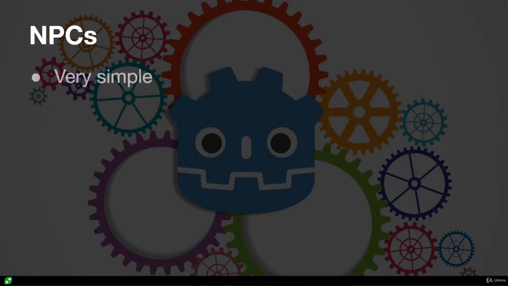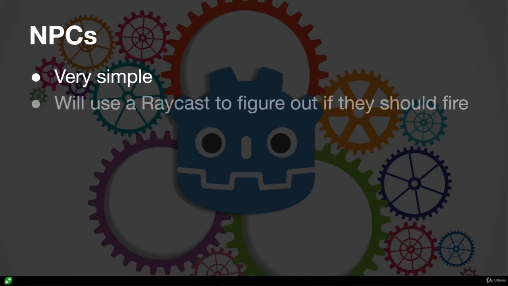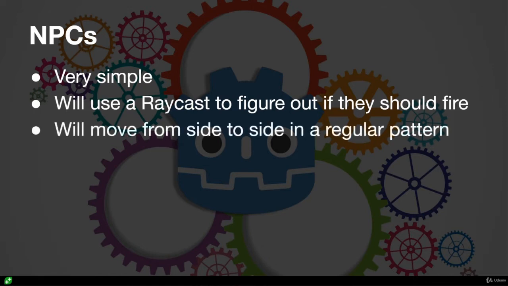Our NPCs are going to be very, very simple. They're not going to be a hugely complicated AI agent. They're just going to move left and right, and they're going to use a raycast to figure out when they should fire. So we're going to cast an invisible line, and the player across that line will throw some food. And they're going to move in a very regular pattern. Think Space Invaders, or one of those shooting galleries at a fairground.